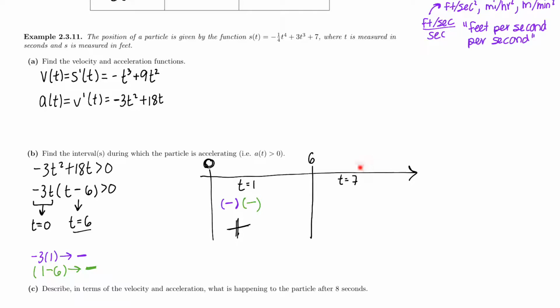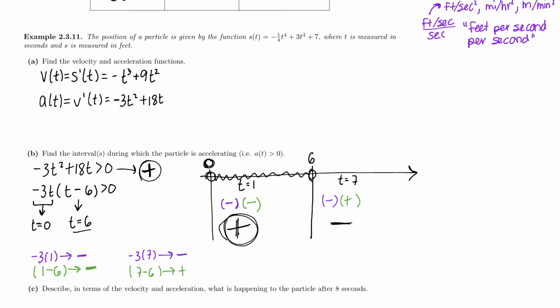With 7, we do the same thing, plugging 7 into here. Negative 3 times 7, that's a negative number. 7 minus 6, that's a positive number. A negative times a positive is a negative. Greater than 0 means you want the positives. So that would be this interval here. So our answer would be the interval from 0 to 6.